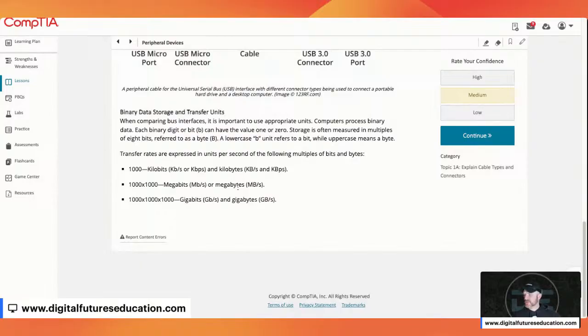Transfer rates are in units per second. So 1,000 kilobits and kilobytes, 1,000 times 1,000 megabits or megabytes per second, and 1,000 times 1,000 times 1,000 gigabits and gigabytes.